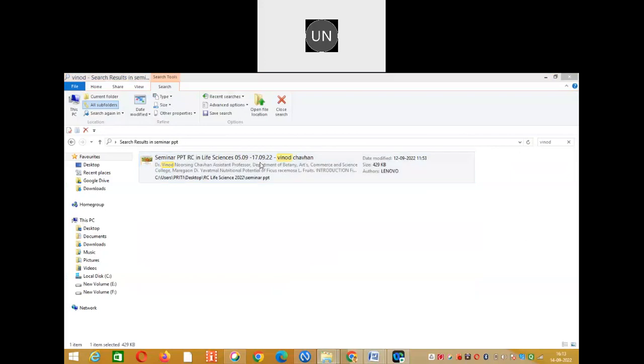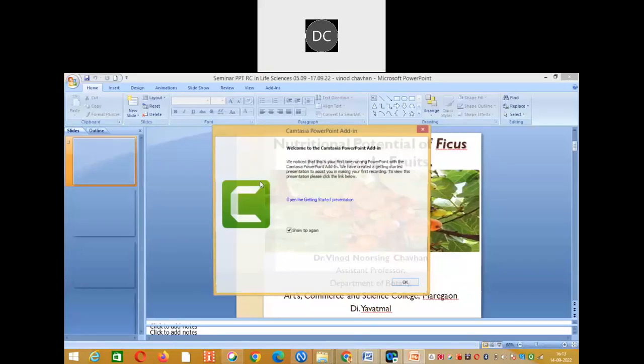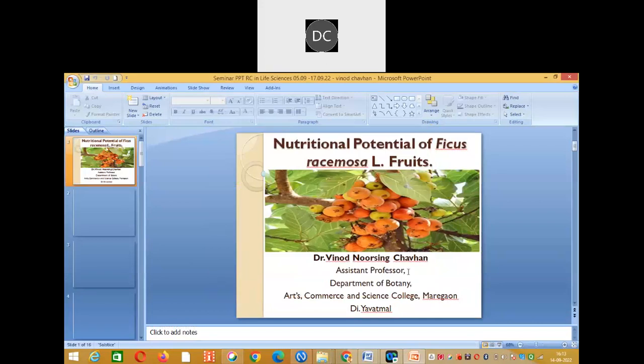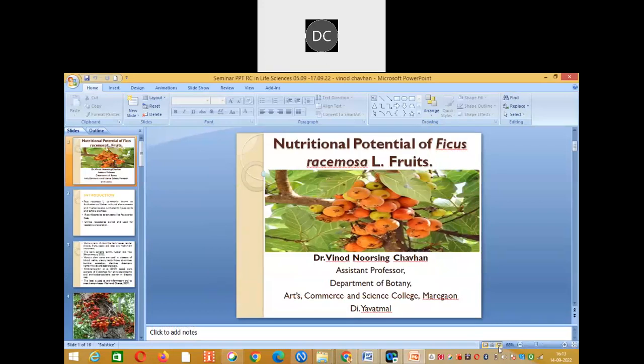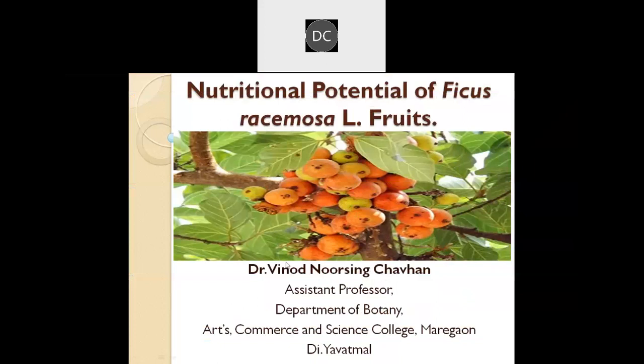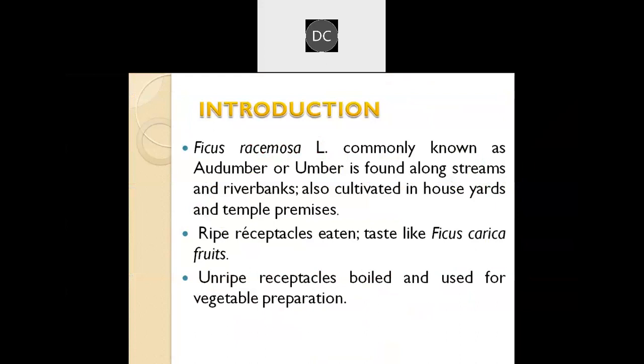Good afternoon to one and all. Respected Dongarwar sir, Preeti madam, and my dear participants. Myself Vinod Chauhan, Assistant Professor, Department of Botany, Arts, Commerce and Science College, Marigaon. My seminar topic is Nutritional Potential of Ficus racemosa Fruits.